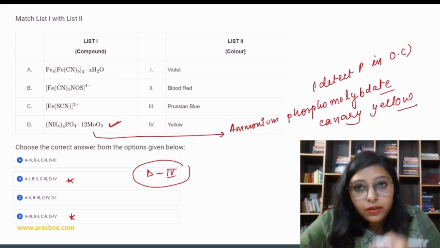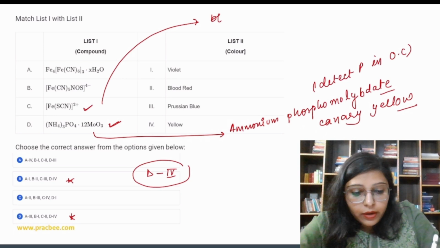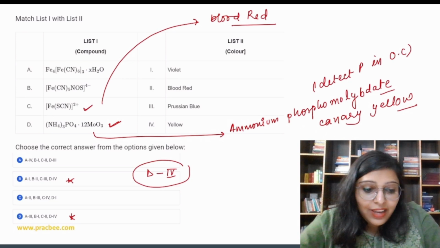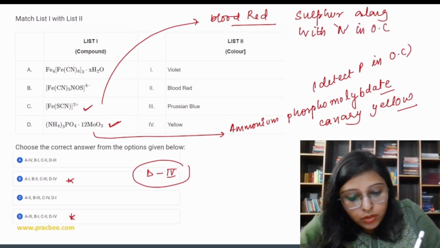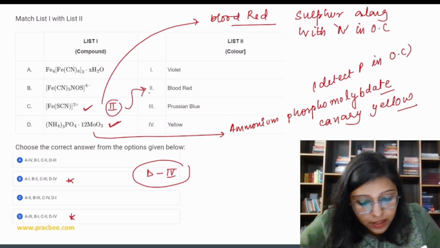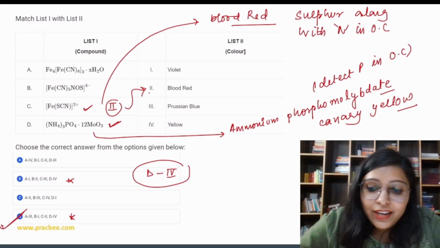Next compound, this is thiocyanate. And the color of this one is blood red. This is formed when we have sulfur along with nitrogen in organic compound. It means C can be matched with option number 2. So here we have our answer. Option number D is going to be the correct answer.